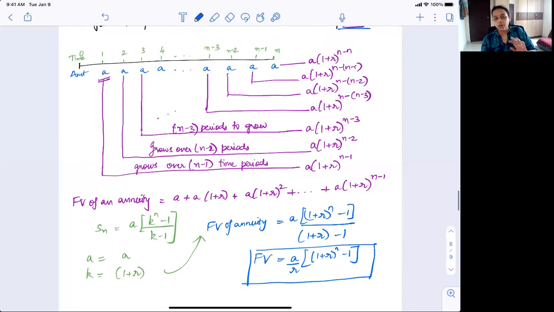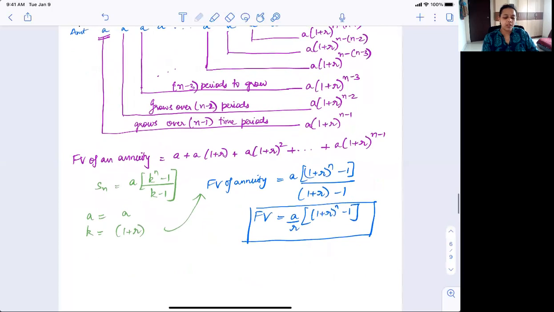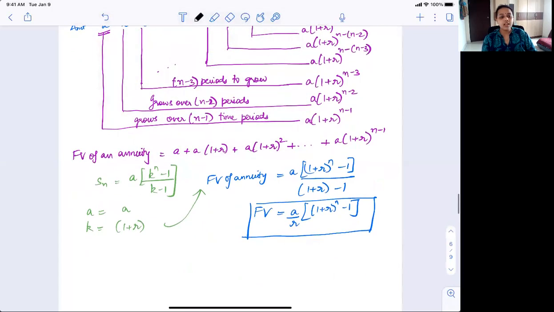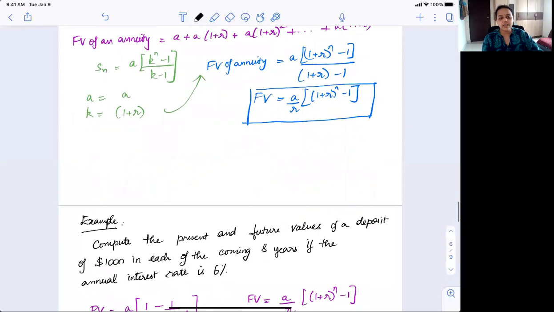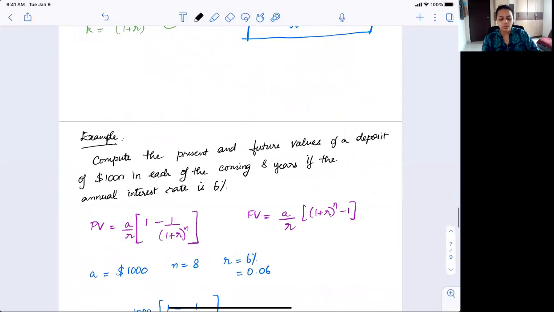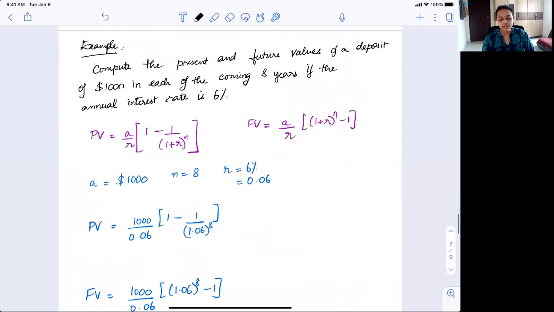Okay, so now we have so far derived the formula to calculate both the present and future values of annuity, and hopefully I've given you the intuition behind how these expressions end up getting calculated. Now, very quickly, we'll see an example where we're asked to calculate the present and future values of a deposit of $1,000 in each of the coming 8 years at a given interest rate.